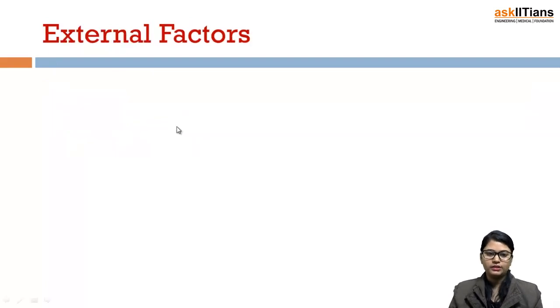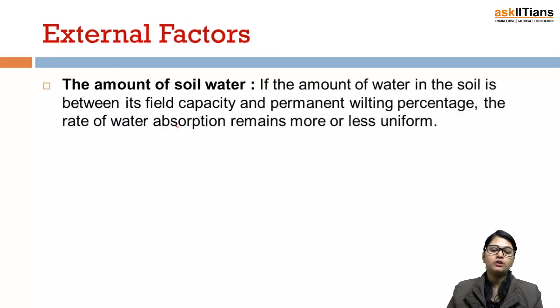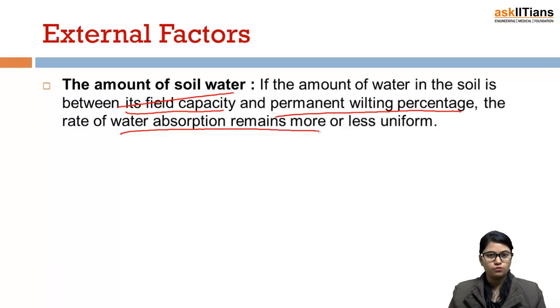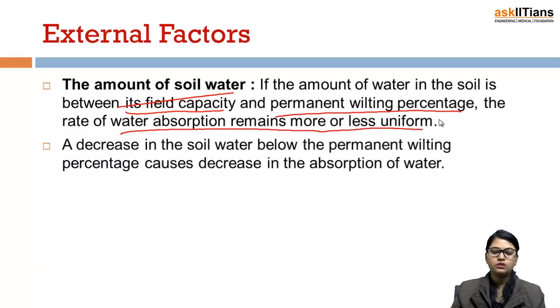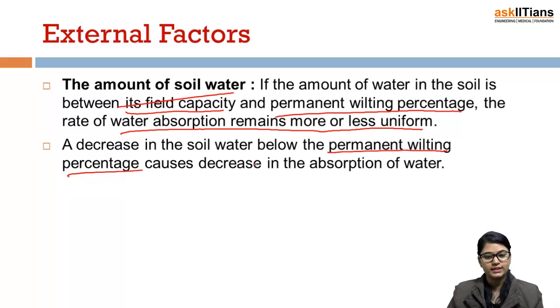What are the external factors? The amount of soil water. If the amount of water in soil is between its field capacity and permanent wilting percentage, the rate of water absorption remains more or less uniform. A decrease in soil water below the permanent wilting percentage causes a decrease in the absorption of water.